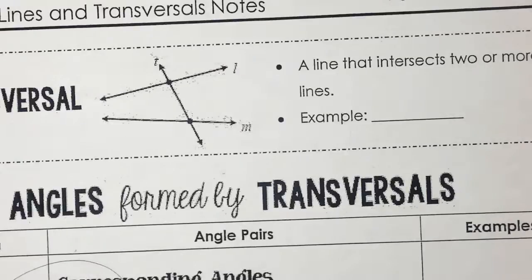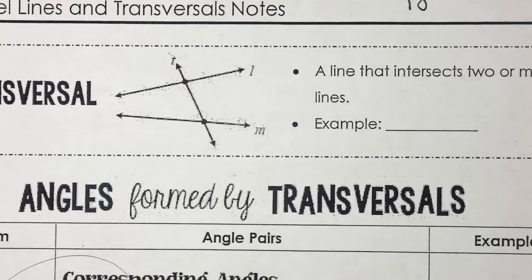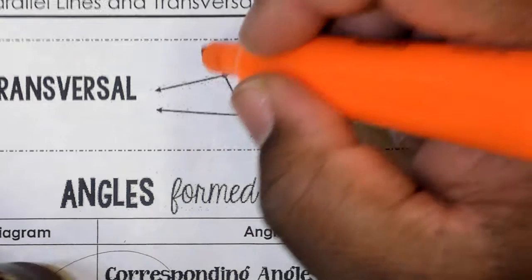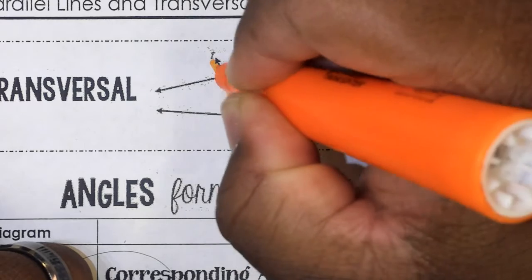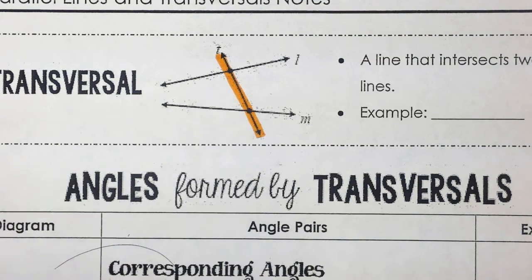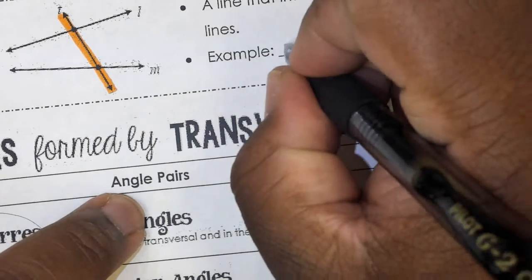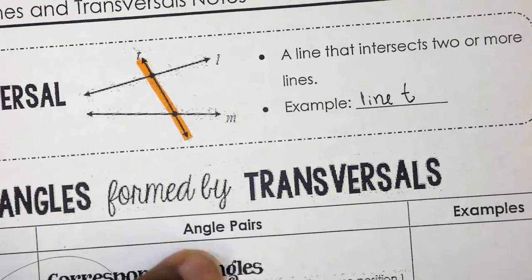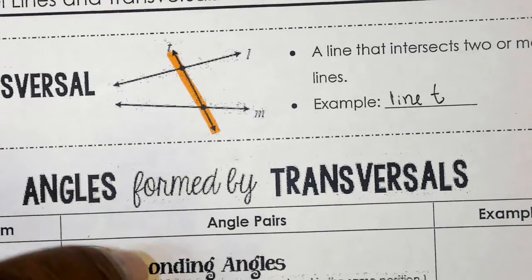A transversal is a line that intersects two or more lines. In this situation up here, you have two lines going in the general same direction, L and M. They're not parallel, but they're going in the same direction. You have a third line that comes in between and cuts those two lines. This line is called a transversal. The line T in this situation would be a transversal. So over here, an example, that's what we're going to write, line T would be the transversal that cuts through line L and M.